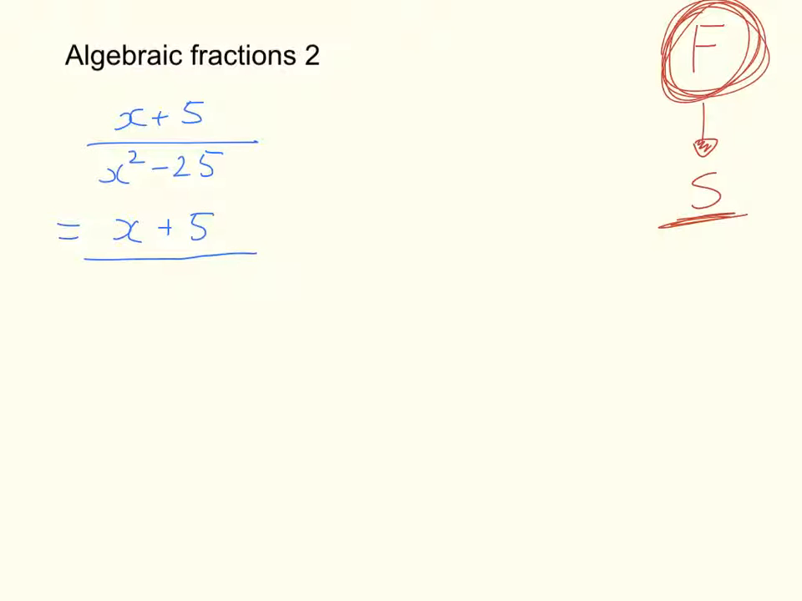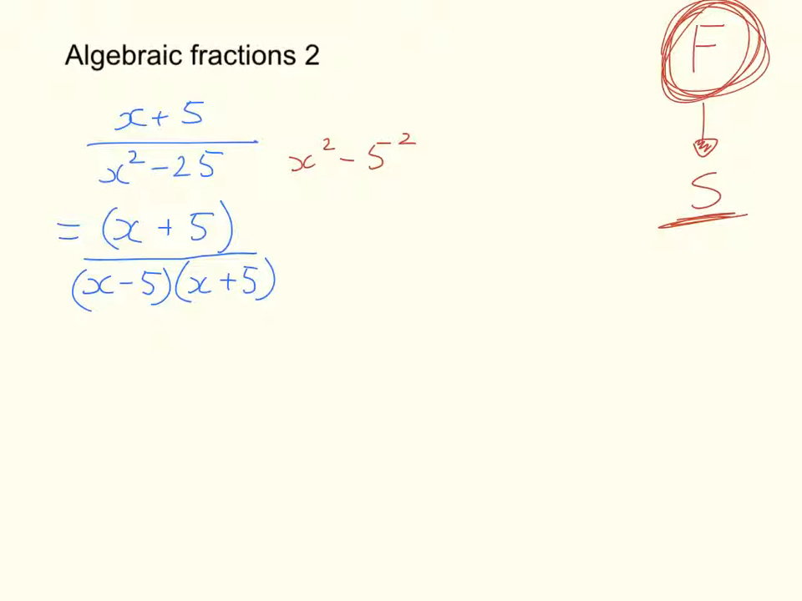Okay, now the denominator, however, I've got x squared minus 5 squared. So I've got two terms, both square, and they're subtracting. That's a difference of two squares. So I'll have x minus 5, x plus 5. Now that I've done all my factorising, I'm actually going to put brackets around this.